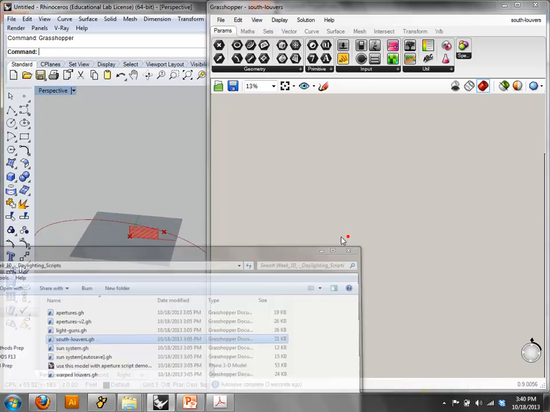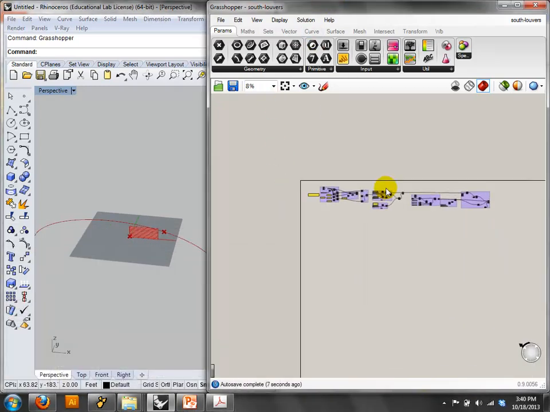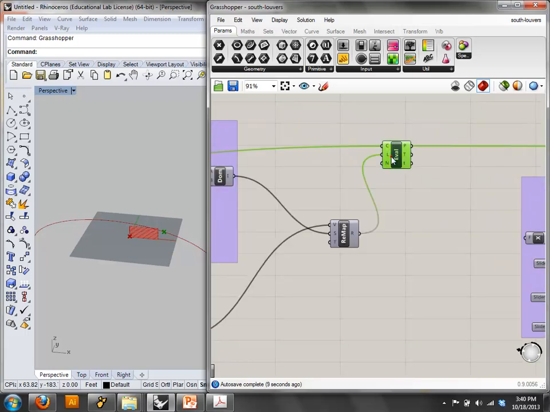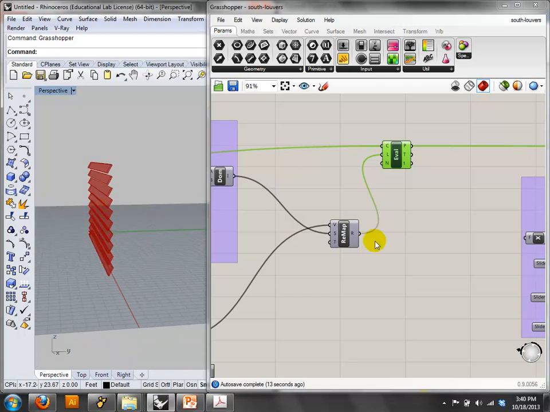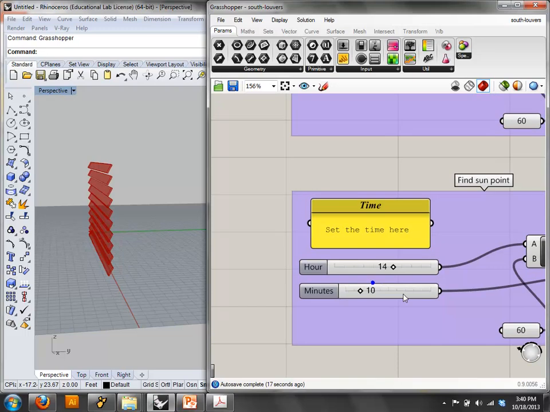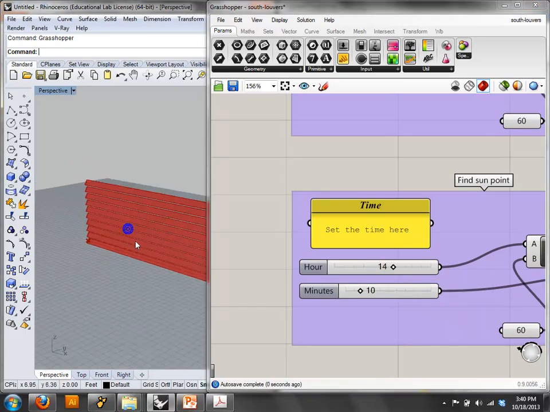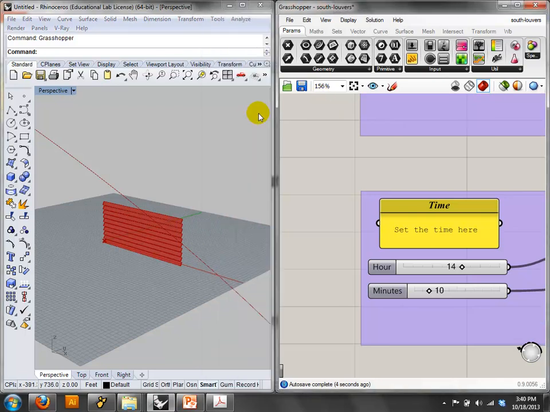So here we have a set of louvers. There we go. This is the script you just saw, and we have the sun. Then this is a series of louvers here. Basically, the way my script works, again, is that I can change, hang on a second. Come on, there we go, okay.